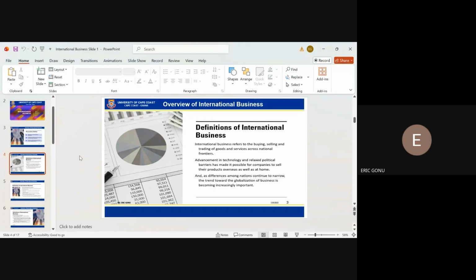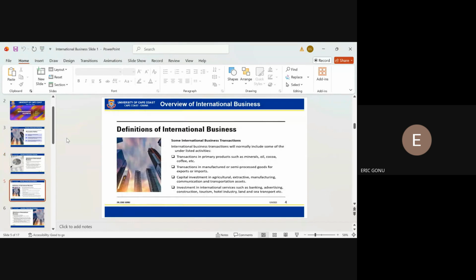Like I said, globalization is making the whole continent one society. That's why it can be here you sort items. So these are the things that are driving international business.